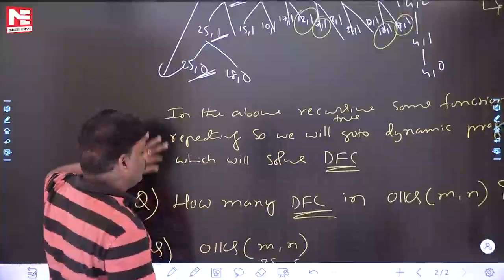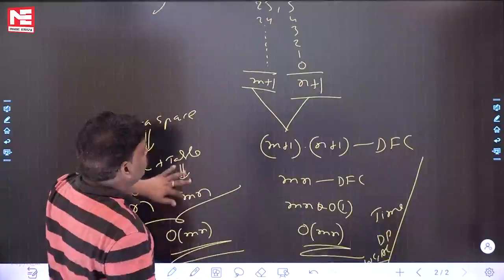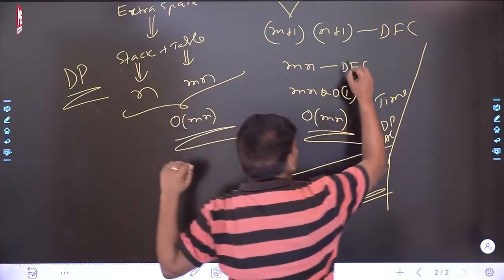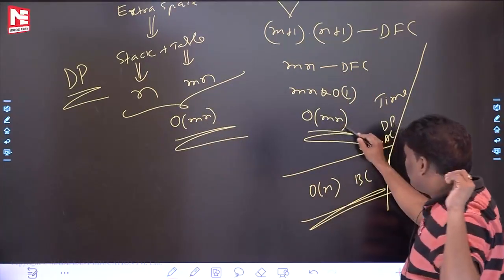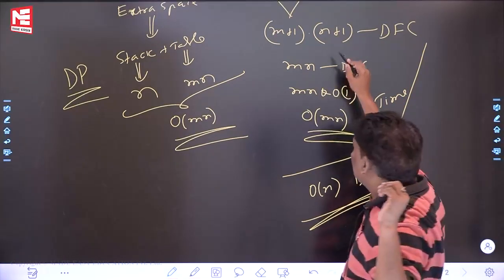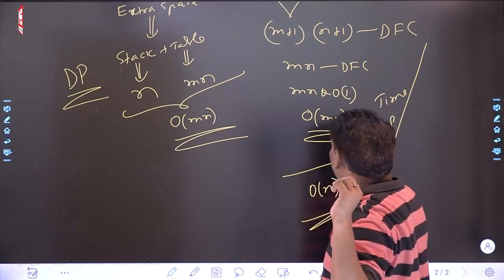Now can you help me with one small line? Using dynamic programming, how many distinct function calls are there? mn. So the time complexity of 0/1 knapsack using dynamic programming, is it order of mn time complexity or not?